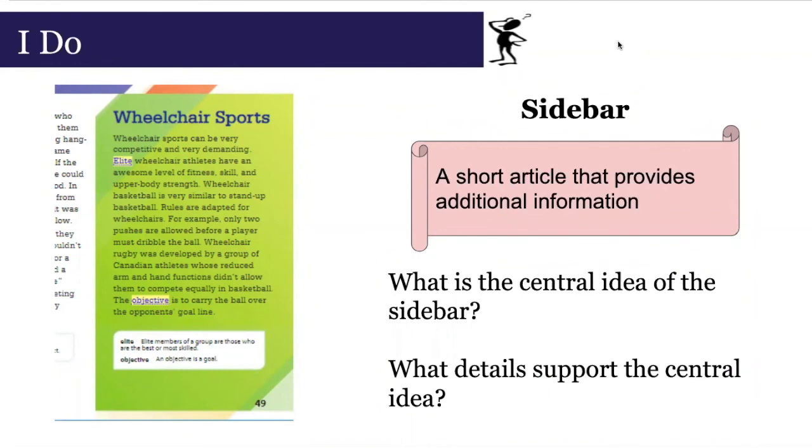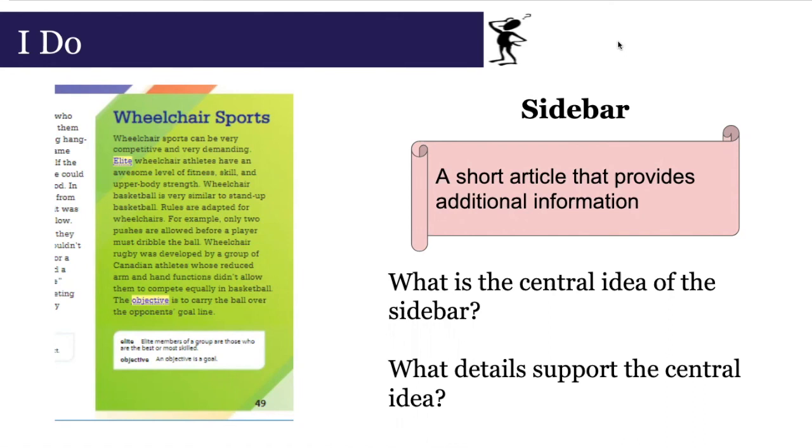Wheelchair Sports. Wheelchair sports can be very competitive and very demanding. Elite wheelchair athletes have an awesome level of fitness, skill, and upper body strength. Wheelchair basketball is very similar to stand-up basketball. Rules are adapted for wheelchairs. For example, only 2 pushes are allowed before a player must dribble the ball. Wheelchair rugby was developed by a group of Canadian athletes whose reduced arm and hand functions didn't allow them to compete equally in basketball. The objective is to carry the ball over the opponent's goal line.